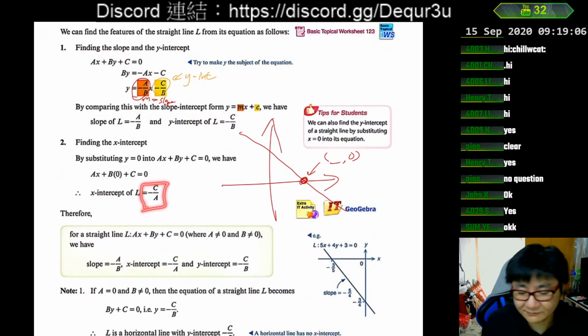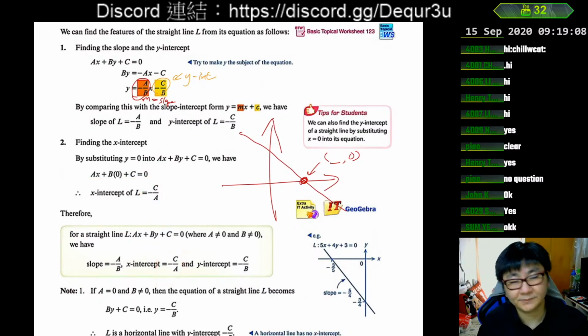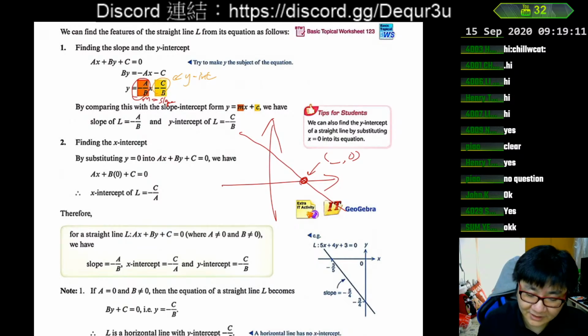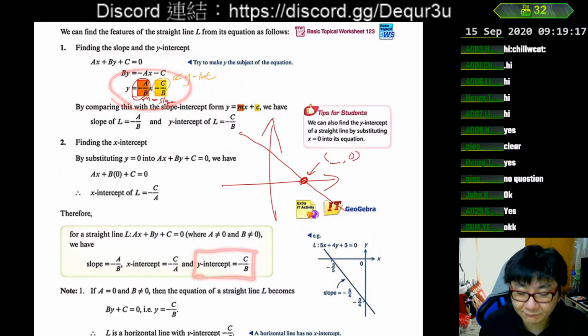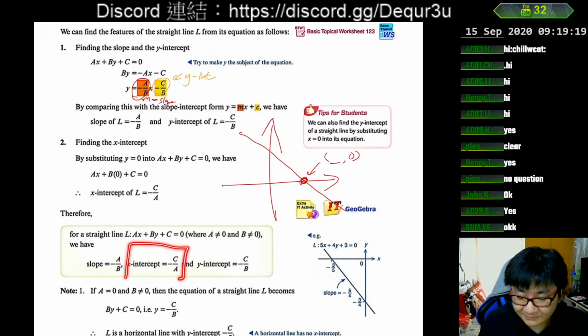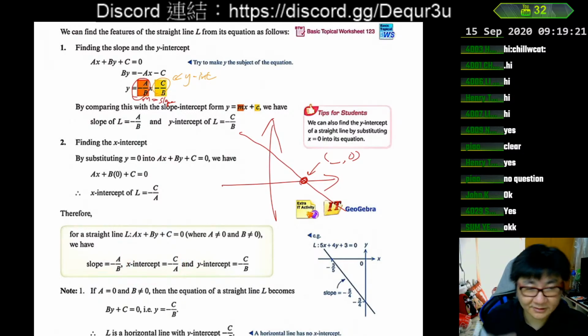Therefore, negative c over a. That is what the textbook shows us. The slope is negative a over b. The y-intercept is negative c over b, which we can get by making y the subject. The x-intercept is negative c over a. Okay, so this is a summary of everything here, the whole box from the textbook.